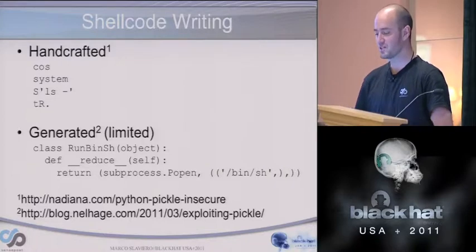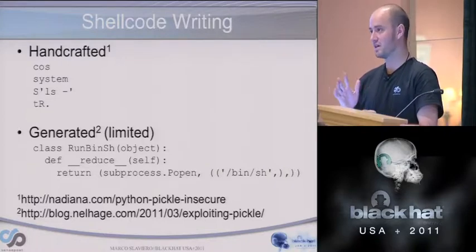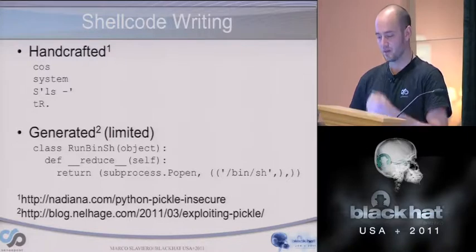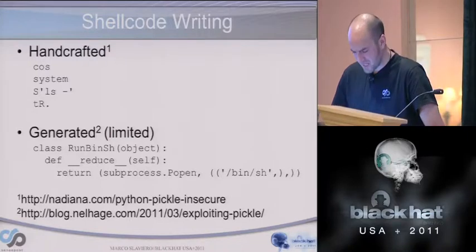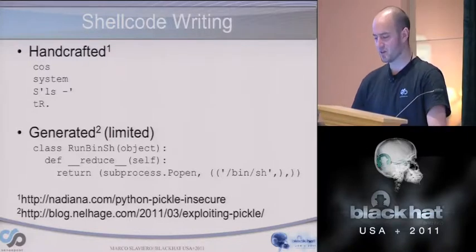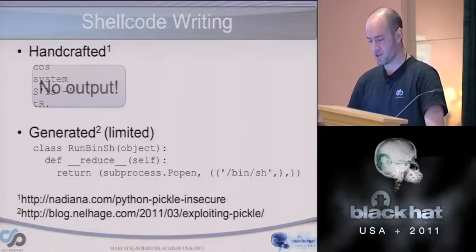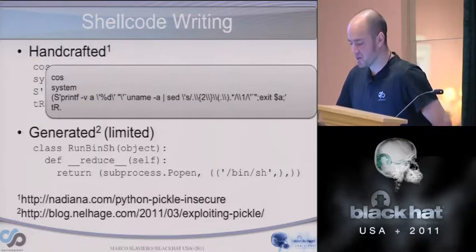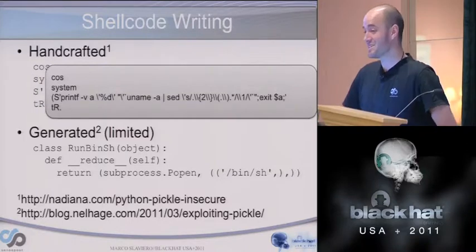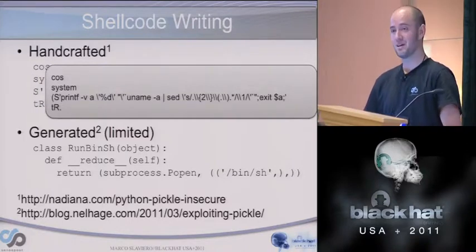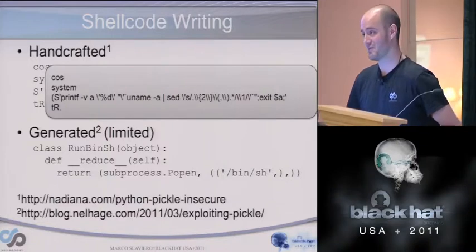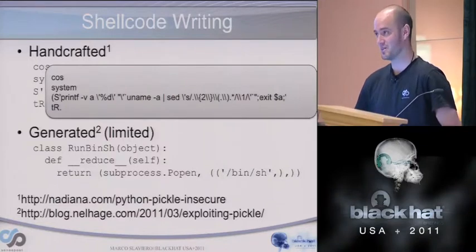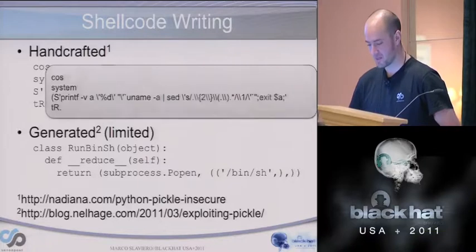So when it comes to writing shellcode, there's two approaches that you'll find on the net. The one is to handcraft it, as you can see there at the top. And the second one is to generate it. Now both of these have limitations. The first one doesn't allow us to extract output. It's not strictly true. You can extract output in the exit status of os.system, one character at a time, but that's very, very hacky and also quite slow. So let's ignore that approach.